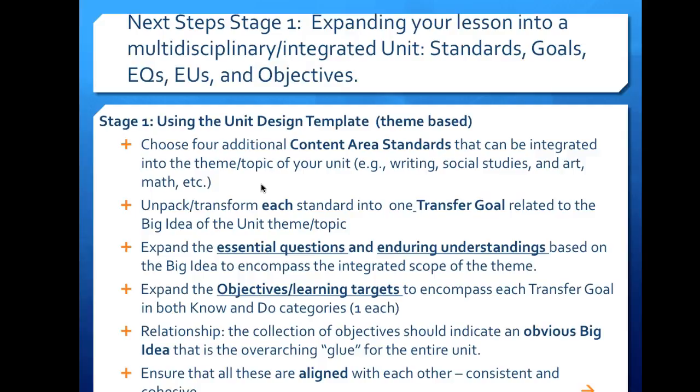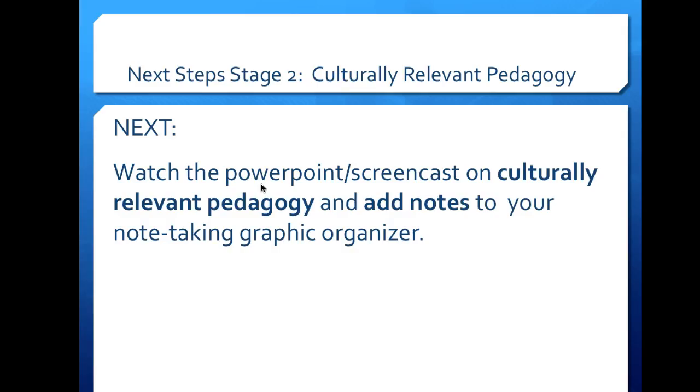The relationship is important, that the collection of objectives should indicate the big idea and show or lead you to the overarching glue for the entire unit, and that all these are aligned with each other, consistent and cohesive. So you want something that isn't going to jump around all over the place, but leads you down the rosy path from small pieces of ideas till you put all those ideas together to make a fluid unit, a complete unit. That's stage 1.